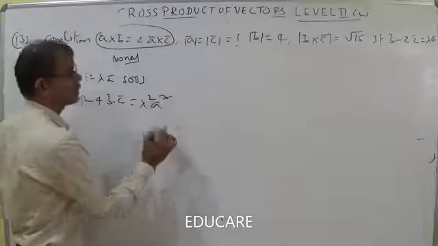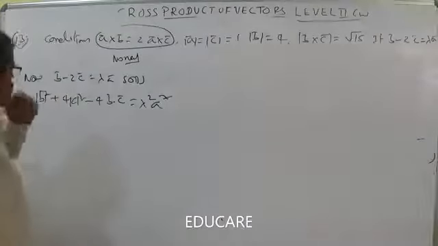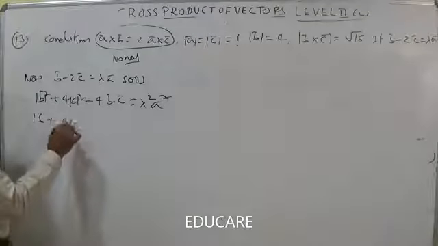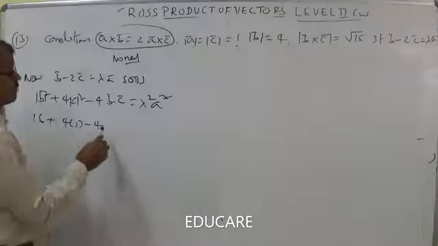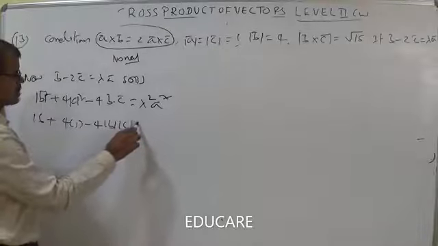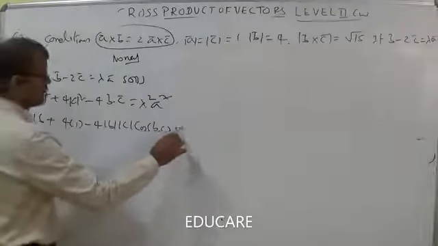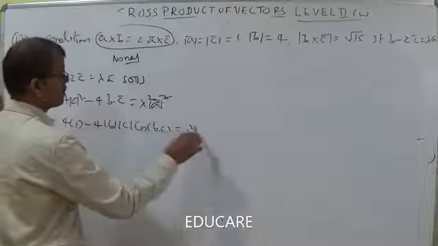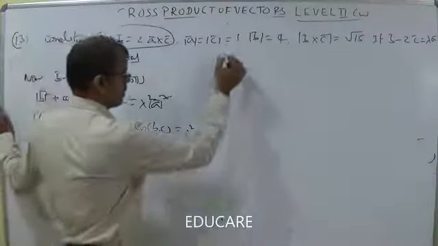Lambda square a square. So what is the value of modulus of b square? Here this is 16, 4 into this is 1 minus 4 into b bar dot c bar, which is equal to mod b bar into mod c bar into cos of b comma c, equal to lambda square into a square, meaning itself is modulus of a square whole square. It is a 1 here.